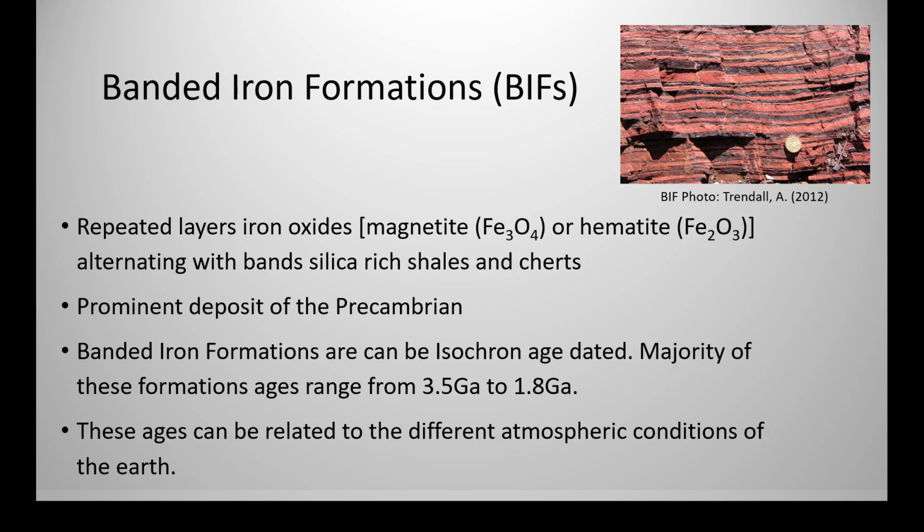Banded iron formations, also known as BIFs, are repeated layers of iron oxides, which include magnetite and hematite, alternating with bands of silica-rich shales or cherts. These deposits are primarily found from the Precambrian era. Banded iron formations can be isochron age dated, with the majority of these formations occurring during the ages of 3.5 billion to 1.8 billion years ago. These ages can be related to different atmospheric conditions of the Earth.